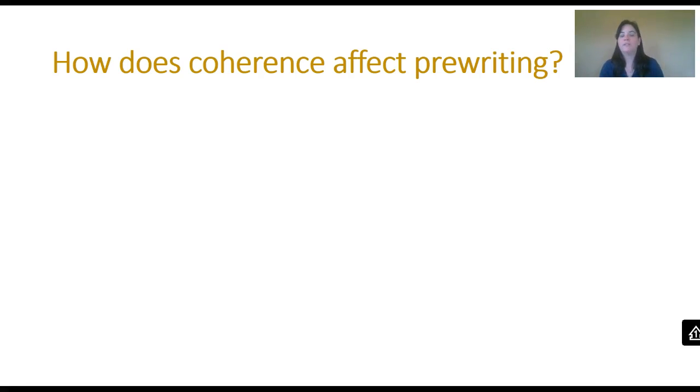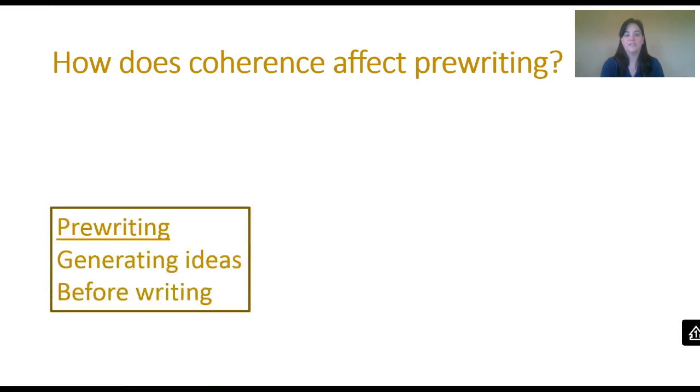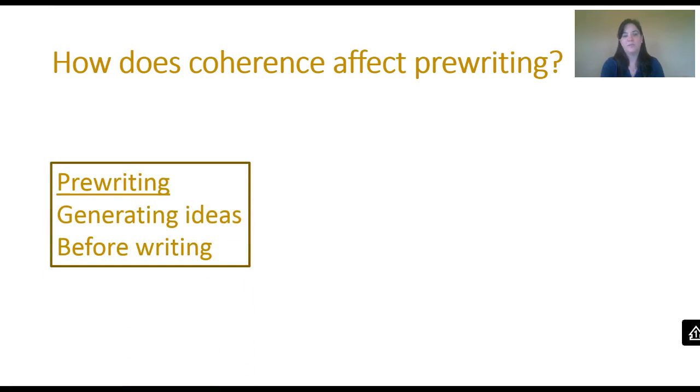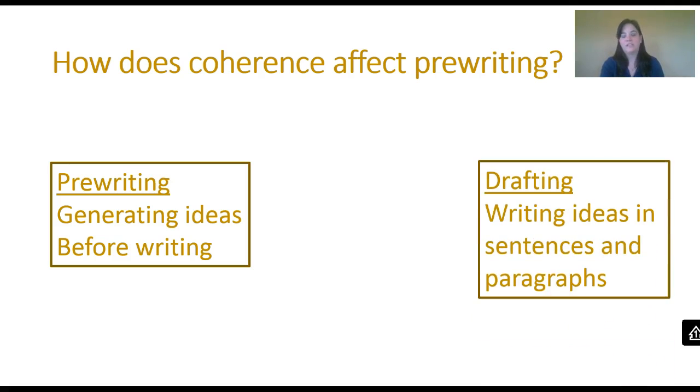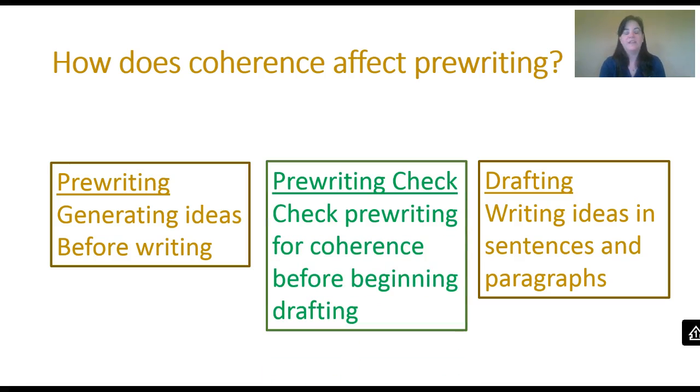So now that we know what coherence is and why it's important, let's look at how it affects the writing process. We already know that the first step of the writing process is pre-writing, generating your ideas before you write. We also know that after you pre-write, you draft, or you write your ideas in sentences and paragraphs. But if you do one minor half step in between pre-writing and drafting to check for coherence after you pre-write, you'll save yourself a lot of time later when you go to revise. So I recommend that after you pre-write, you check your pre-writing for coherence before you begin drafting.